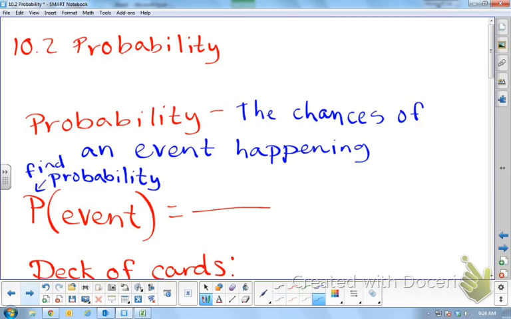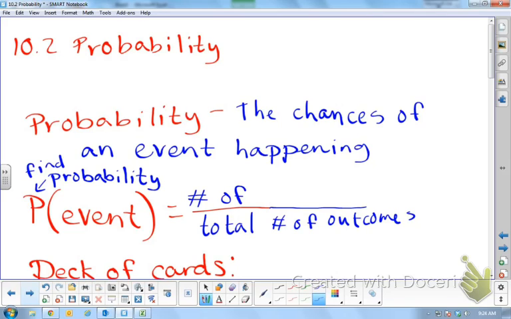Okay, so probability overall is pretty easy. It's just division. The probability of some event happening is the total number of outcomes on the bottom, and on the top is the number of outcomes that we want. We call it a favorable outcome. So probability is all about division.